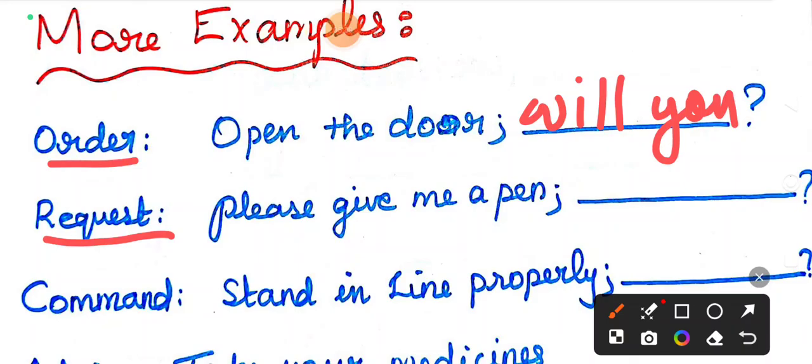Request. Please give me a pen. Can you feel it? Please give me a pen is a request. So it is an imperative sentence. We use the tag will you. No change in that. Will you.